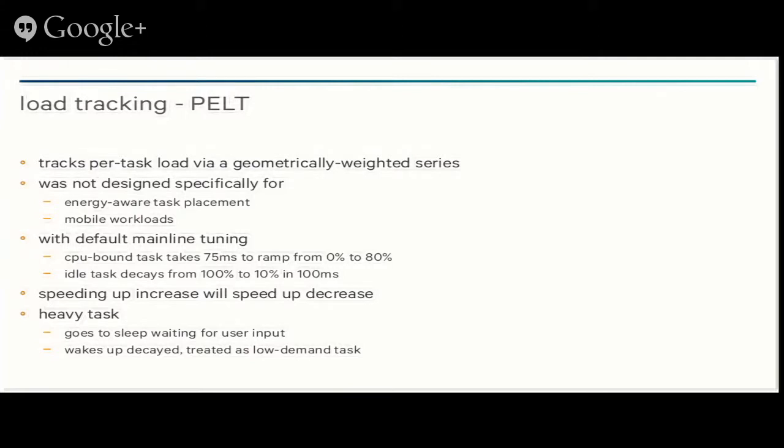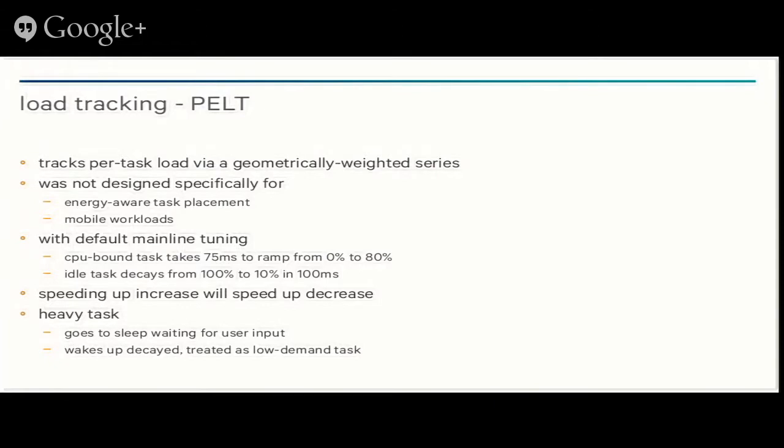And with the default mainline tuning of per-entity load tracking, or PELT as I'll refer to it from now on, these are the numbers you can expect. If you have a task that had a demand of 0, so its history was completely 0, and then it switches to be completely CPU bound, with the tuning that exists today, it will take 75 milliseconds before that task is seen as an 80% demand task.